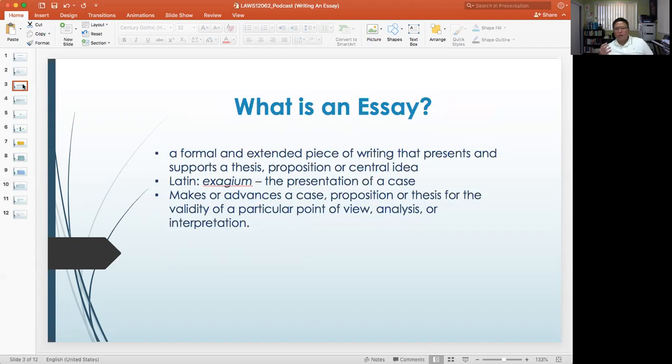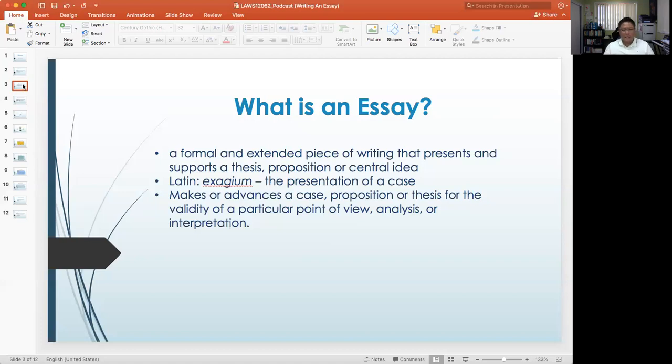So let's begin. What exactly is an essay? An essay is a formal and extended piece of writing that presents and supports a thesis, a proposition, or central idea. So it is formal, it is not informal. In other words, if you were to write a letter to a friend, you're probably going to be using informal language. But because an essay in a university setting is often an academic piece, it has to be formal. So there are certain structures that need to be followed, a style of writing that needs to be observed.